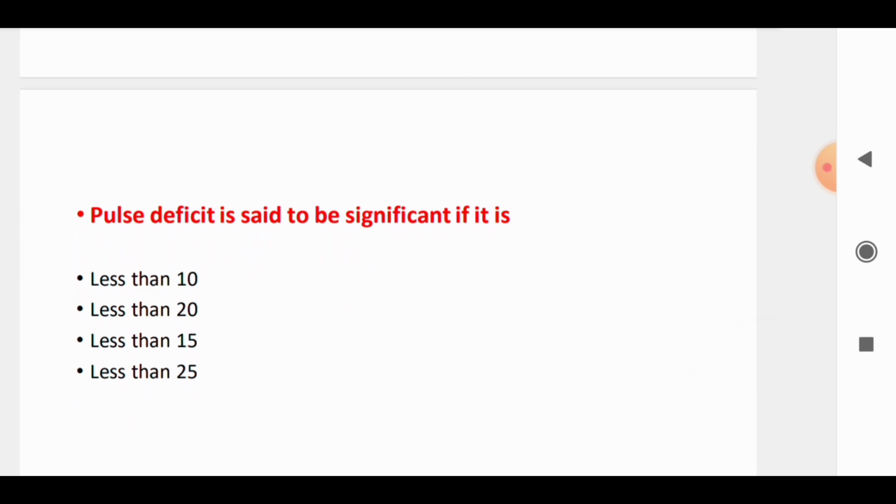Pulse deficit, we have already discussed, is the difference between the peripheral pulse and the apical pulse. It is said to be significant when it is less than 10, less than 20, less than 15, or less than 25. Right answer is less than 10. Pulse deficit is said to be significant if it is less than 10.